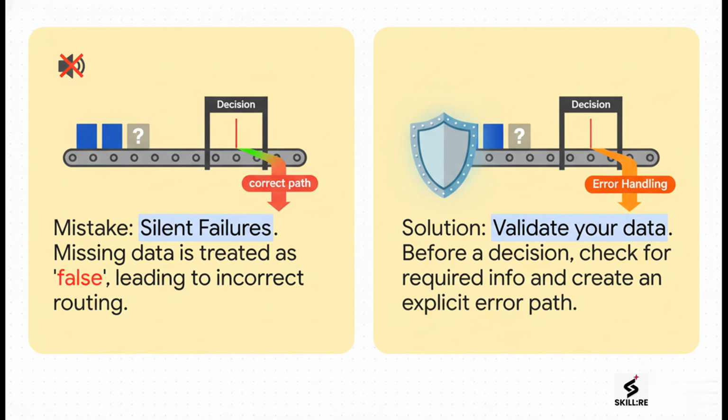And the last mistake is maybe the most dangerous because it's so sneaky: silent failures. Here's how it happens. Your decision needs 3 pieces of info to work correctly, but for some reason, one of them is missing. The system doesn't crash. It just assumes that missing piece is false and quietly sends the customer down the totally wrong path. No alarm bells, no warnings. So the fix is critical. You must validate your data before you make a decision. Check that you have everything you need, and if you don't, have a specific error path ready to catch it.